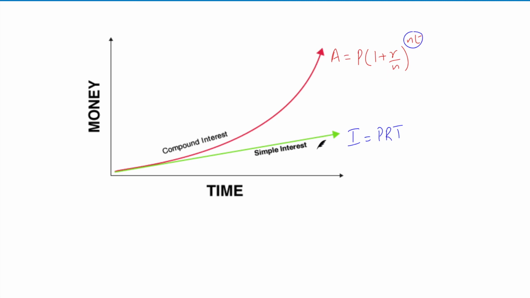This is a straight line because the rate is constant and is added on the same value that you put in. The principal amount remains the same. Over here, the principal amount basically changes every year. That's the major difference, and because of that, we have an exponential curve for compound interest.